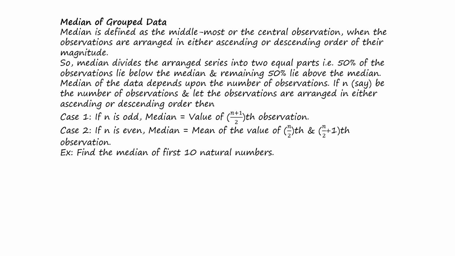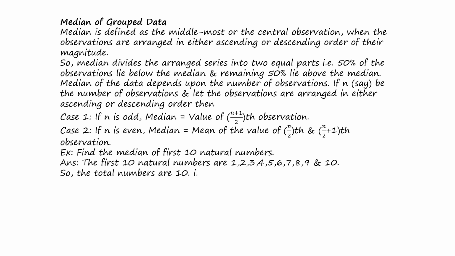Find the median of the first 10 natural numbers. The first 10 natural numbers are 1, 2, 3, 4, 5, 6, 7, 8, 9, 10. That means here the total number of observations, n, equals 10. Now if n is odd, it falls in the first case; when n is even, median is nothing but the mean of the n by 2th observation and the n by 2 plus 1th observation.